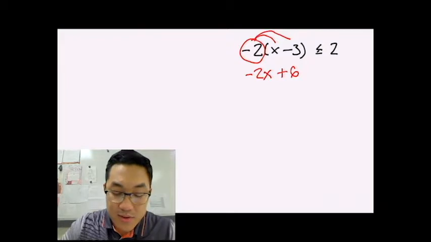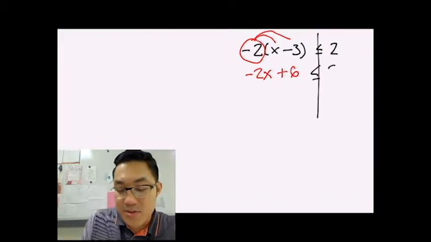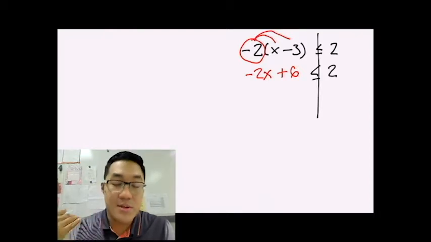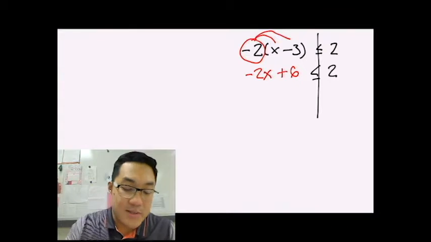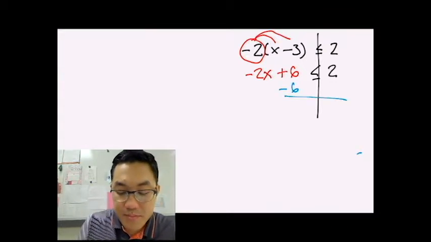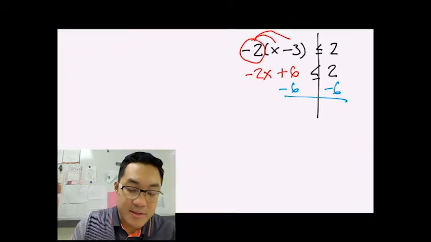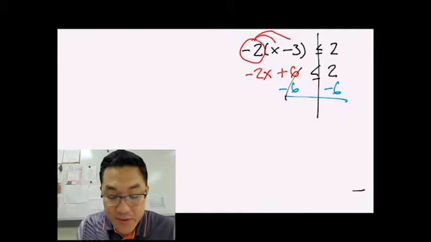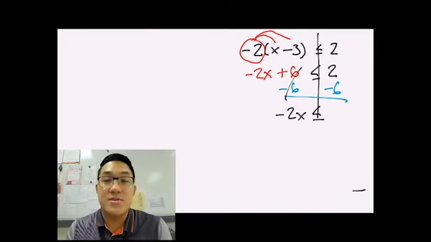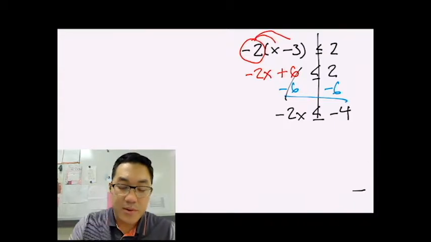I'm just going to draw this to define our sides here. So we've got less than or equal to 2. Let's continue solving. There are no terms to combine, but I can solve like normal. Let's start canceling things. I've got to cancel the 6 by subtracting 6 from both sides. This cancels that 6. Now I've got -2x less than or equal to 2 minus 6, which is -4.